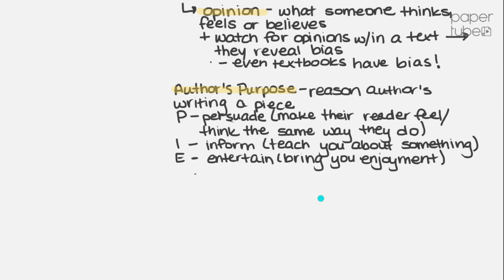An author might write a piece in order to persuade you about something. They want to convince you to believe what they believe or to feel what they feel. The next one is inform. That's what the I in PIE stands for. If somebody is informing you about something, they want to teach you about that thing. And the last main type of author's purpose that we have is to entertain. That's the E there. Either they want you to think the same way they think, they want to teach you about something new, or they just want to bring some kind of joy to your life.